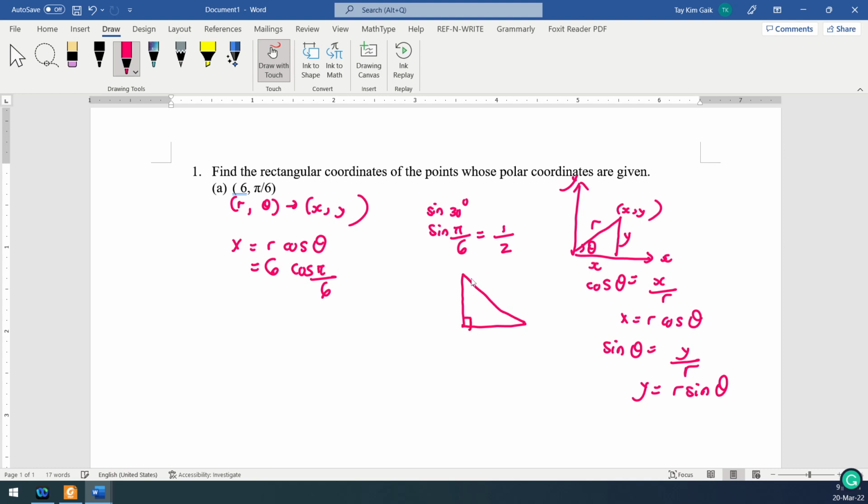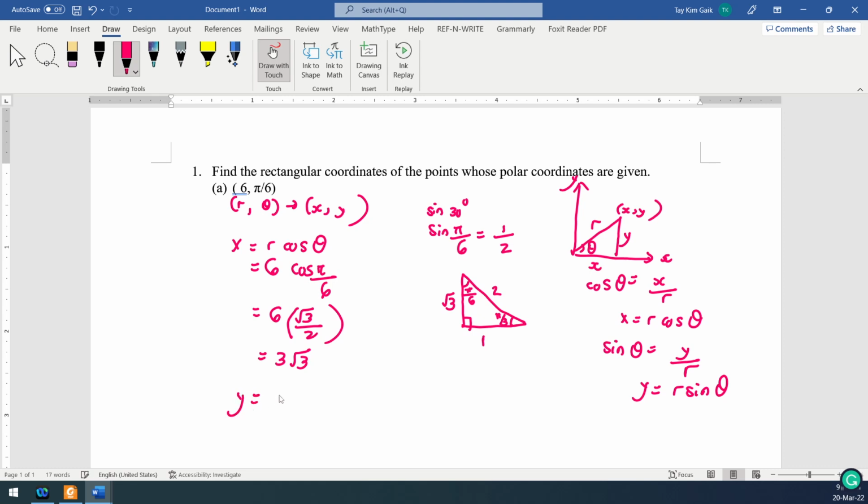So what you need to do, if this is pi over 6, 30 degrees, this will be pi over 3, 60 degrees. Cos is adjacent divided by hypotenuse, and this will be root 3. So cos will be root 3 divided by 2. That's why I have 6 times root 3 divided by 2. The answer is 3 root 3.